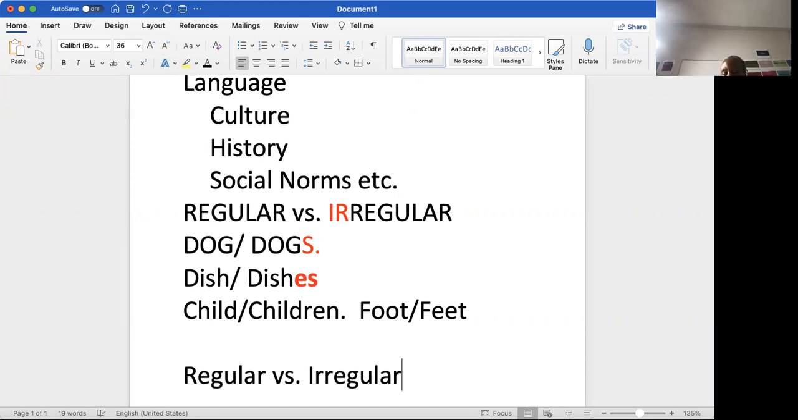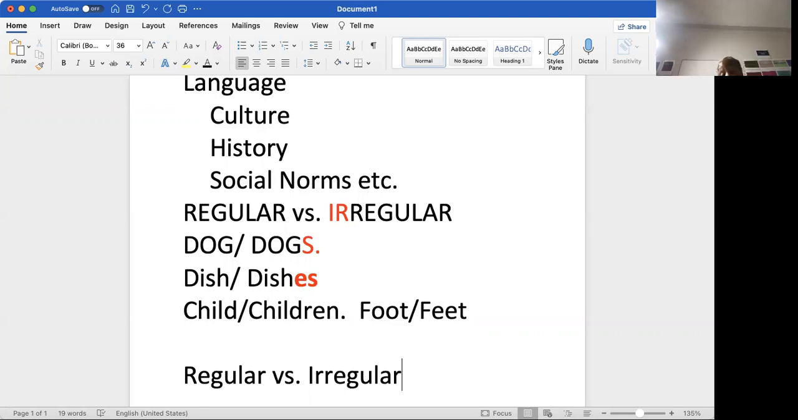A regular noun, you just add an S, or depending, the ending is SH, CH, S, Z. I can't think of a word that ends in Z. I can think of a couple words that end in ZE, but Z by itself, no. Oh, and sometimes with Y, depending on what comes before the Y, and that Y is replaced by an I and add ES.